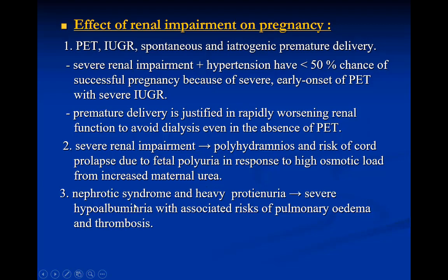Number 3, nephrotic syndrome and heavy proteinuria lead to severe hypoalbuminemia with associated risk of pulmonary edema and thrombosis.